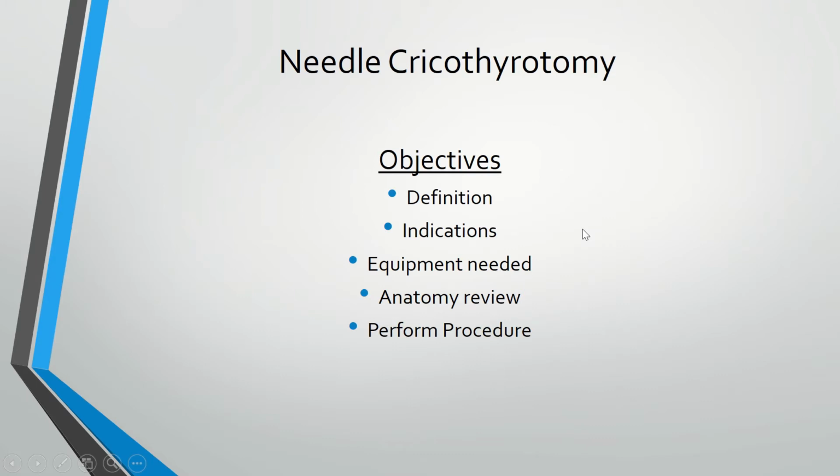So this first page definitely shows your objectives. With any presentation, you need to have objectives of what you're going to go over and things that you should learn with this presentation. Our objectives are: we're going to define what a needle cricothyrotomy is, give indications and contraindications, and list all the equipment that we need for this procedure, which is not a whole lot, but it's still equipment you need to know to have on hand. We'll do a quick anatomy review, and then at the end I've got a step-by-step presentation, and I actually do the procedure in real time.